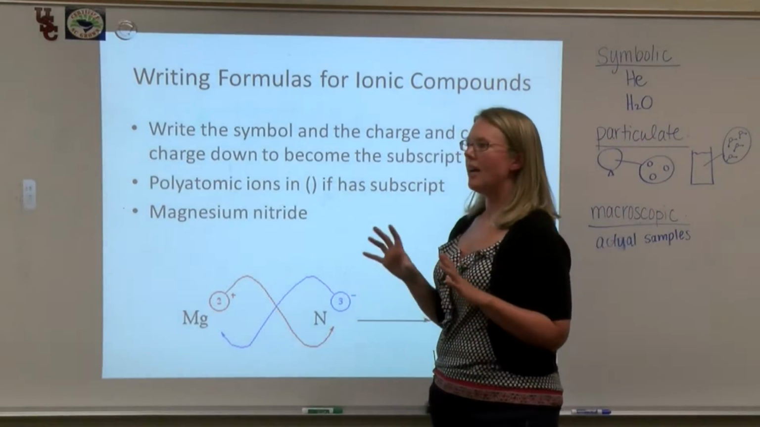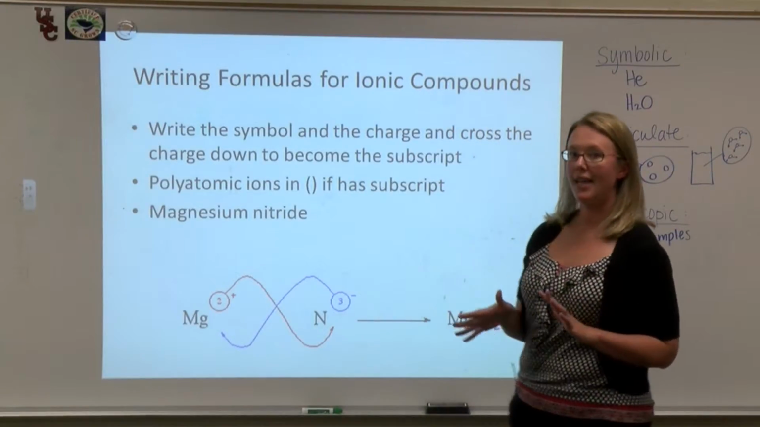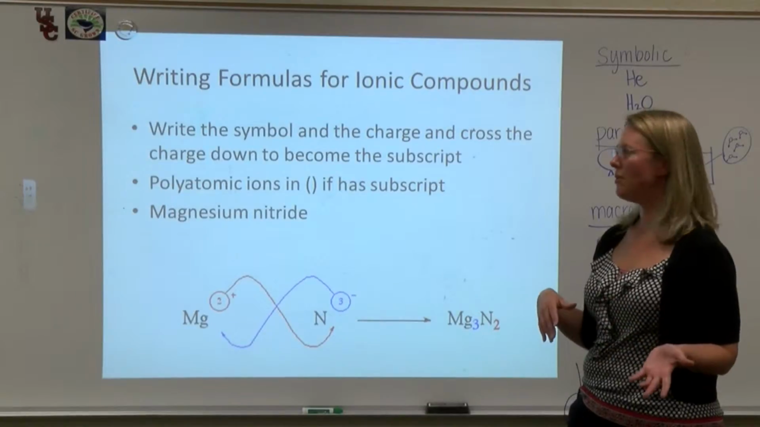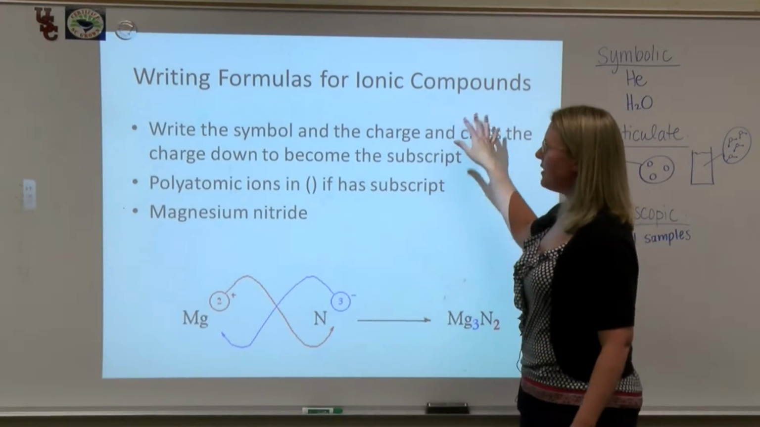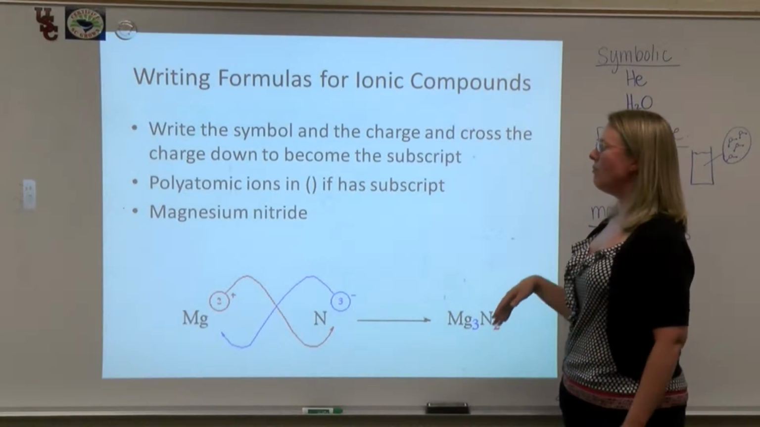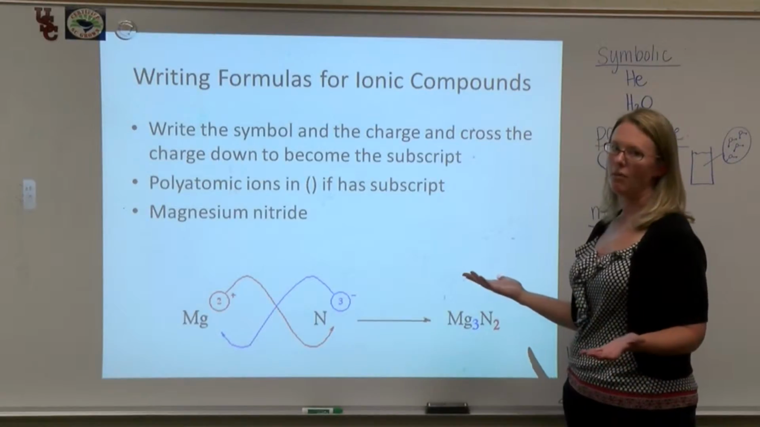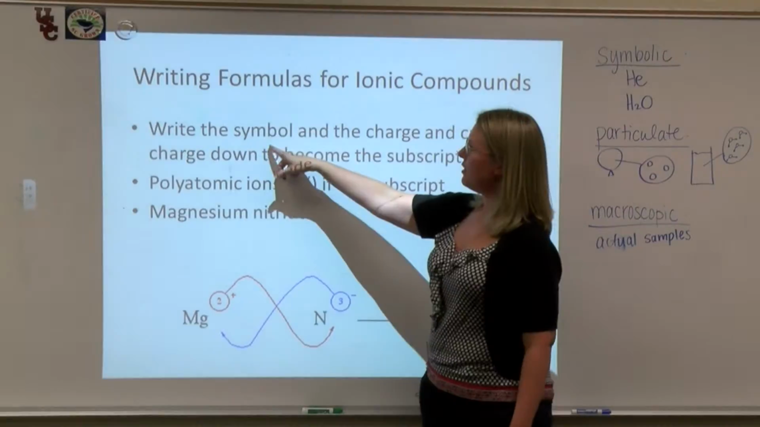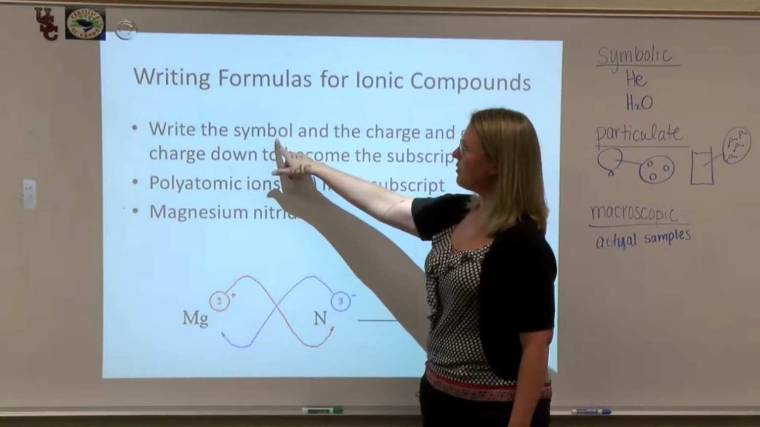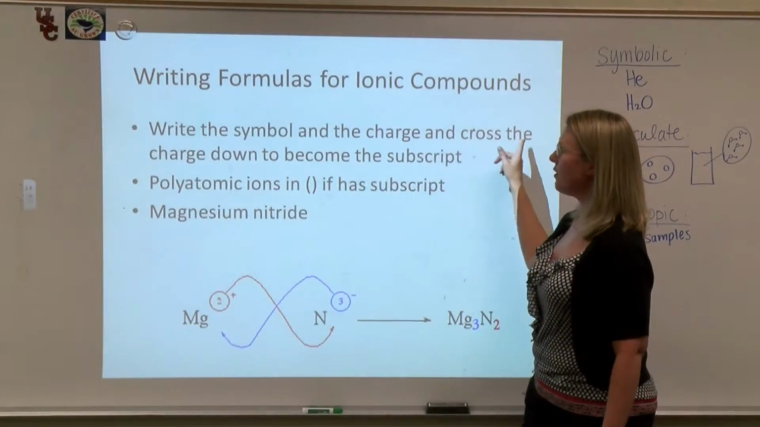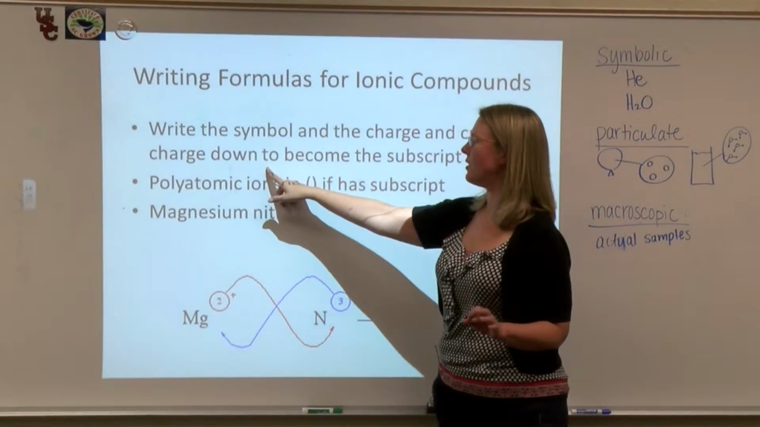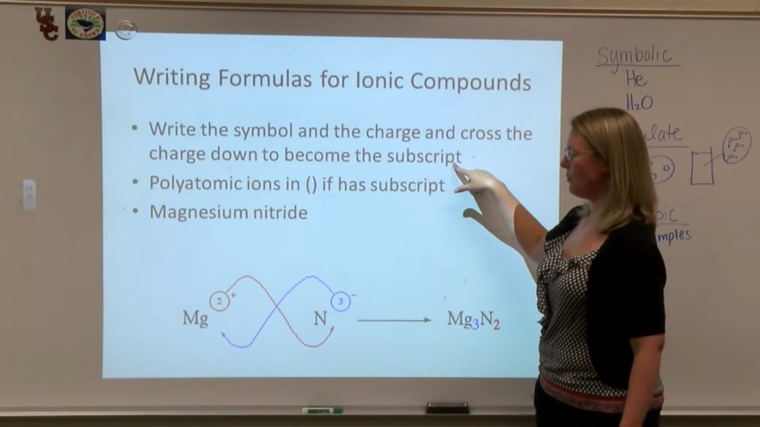We were talking about how to get from the formula to the name, and so now we have to know how to go back the other way, how to go from the name to the formula. And it's actually a pretty simple method here, but we want to understand why the method works. So just talk about the method first. What you're going to do for ionic substances is write the symbol and the charge, and then cross the charge down, just the number, not the positive negative sign, to become the subscript.